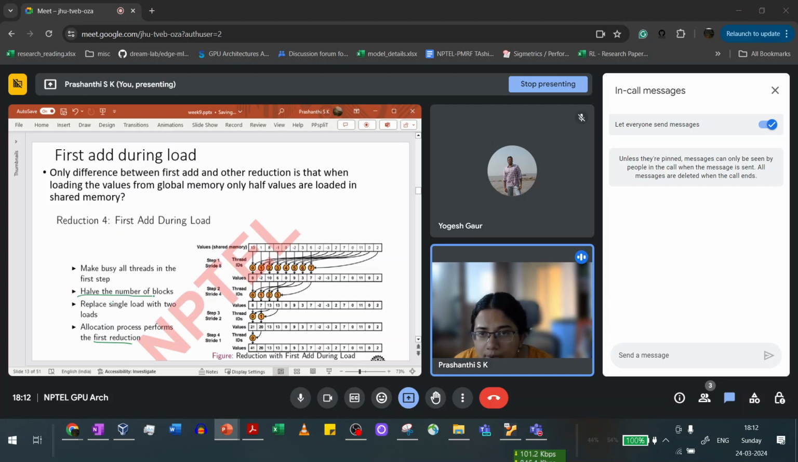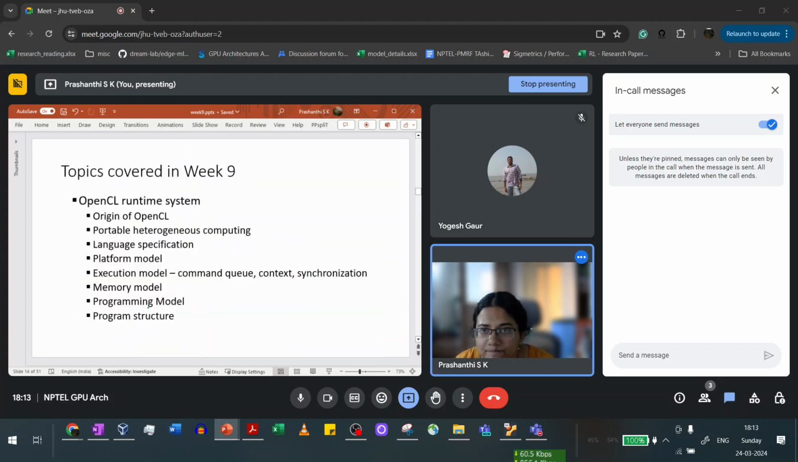The number of blocks is halved, and all your threads become busy in the first step itself, unlike the previous reductions. And your single load is now replaced by 2 loads. So all of these are advantages of first add during load.